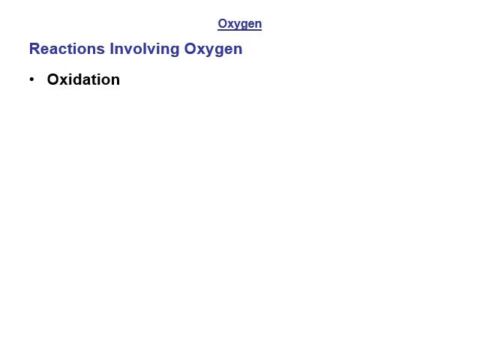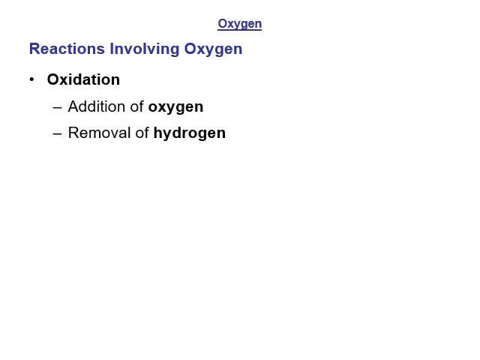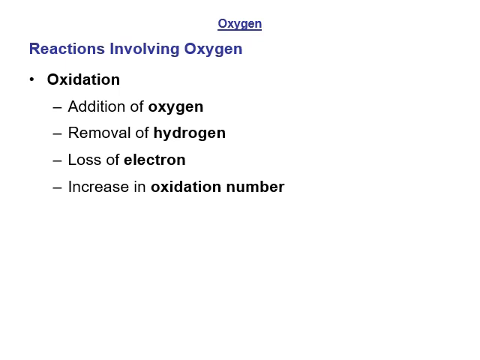Now, we've looked at the definition of oxidation before, as an increase in oxidation number or loss of electron, but there's actually two more definitions. You can define oxidation in four ways: either the addition of oxygen to something, the removal of hydrogen from something, loss of an electron, or an increase in oxidation number. And one of the reasons why you say loss of electron for oxidation is that when you add oxygen to something, it's so electronegative that it actually steals an electron from something.